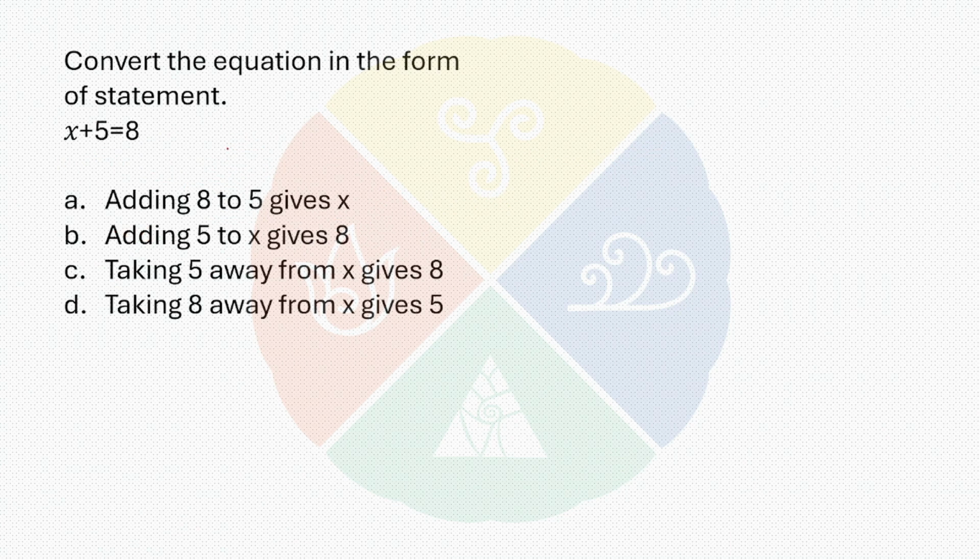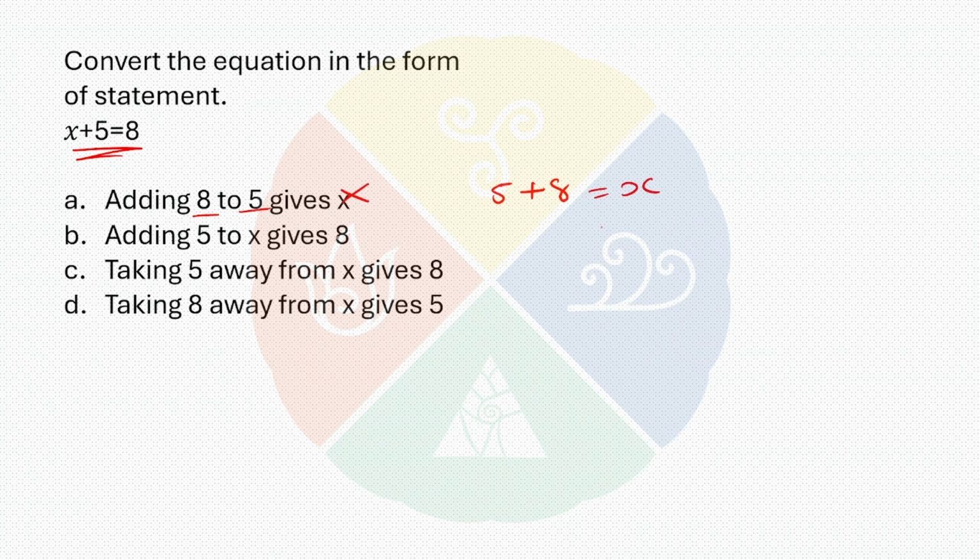Try to answer this. Be very careful, okay? Check all the other options also. Even if you get the answer, still check other options. Okay, I'm going to give you the answer. Convert the equation into the form of a statement. x plus 5 is equal to 8. Adding 8 to 5 gives x.